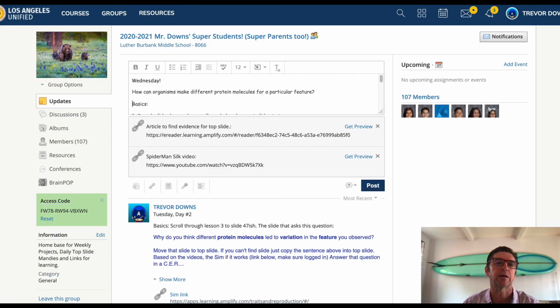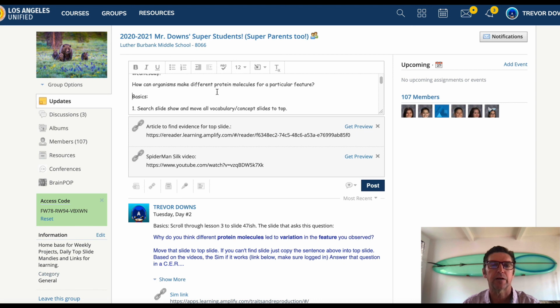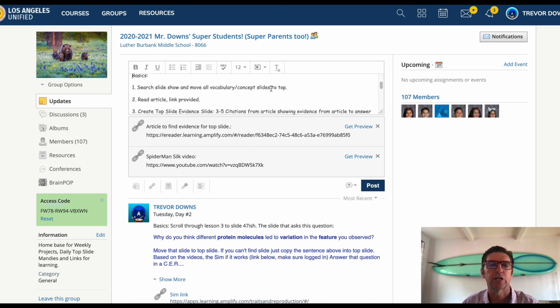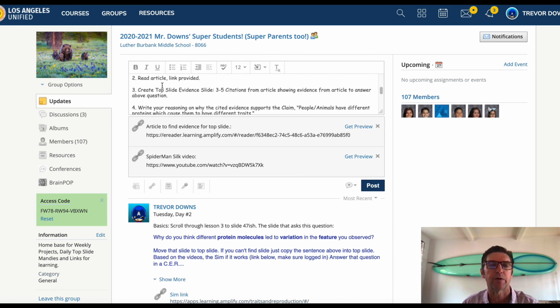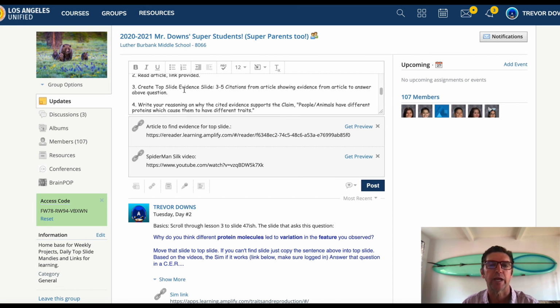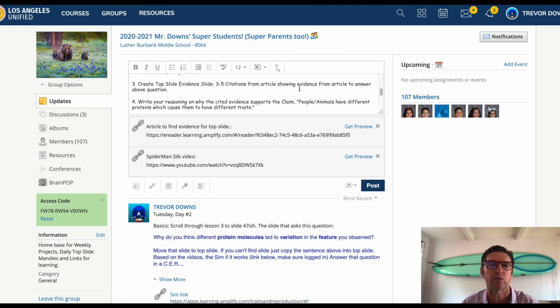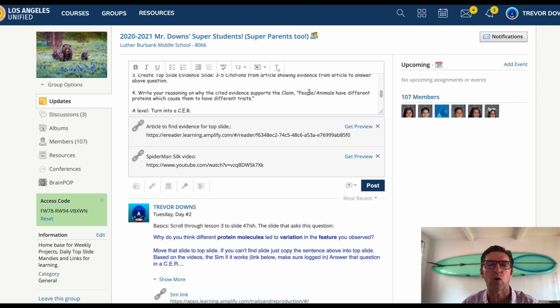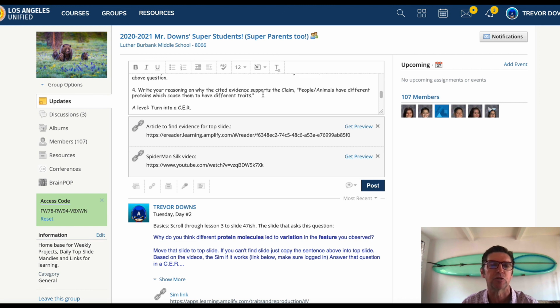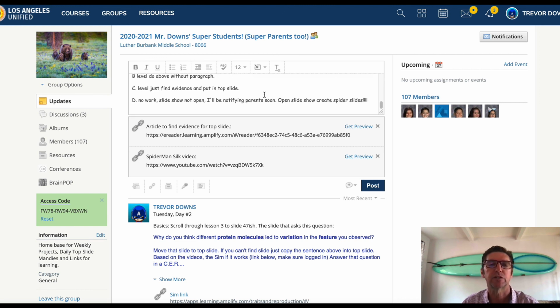Now, Mr. Downs, I was lagging. I'm not sure what to do. Here it is. How can organisms make different protein molecules for a particular feature? Basics. Search slideshow, move vocabulary to top. Read article, link is here. Create top slide, 3 to 5 citations from article showing evidence from article to answer above question. Write your reasoning on why the cited evidence supports the claim. Here's the claim. People, animals have different proteins which cause them to have different traits. There's your first sentence of your CER. Copy it, use it. A level, B level, C level, D level.